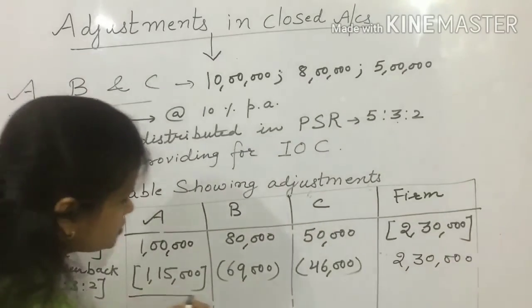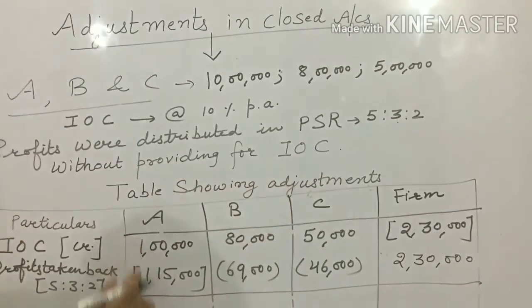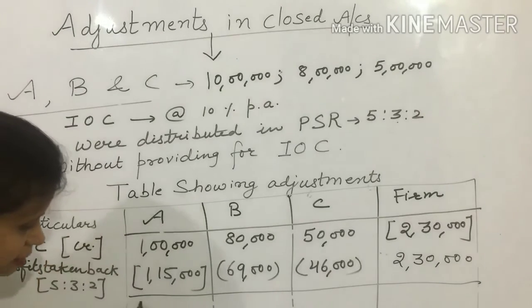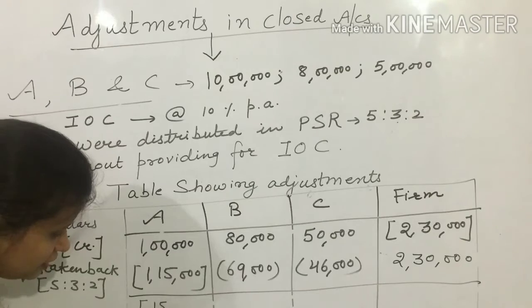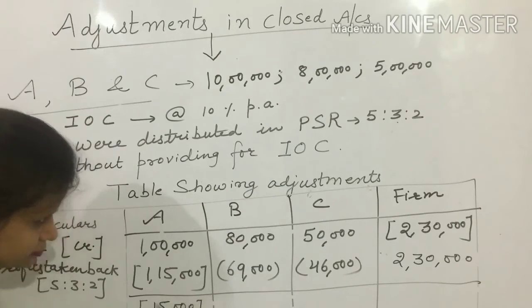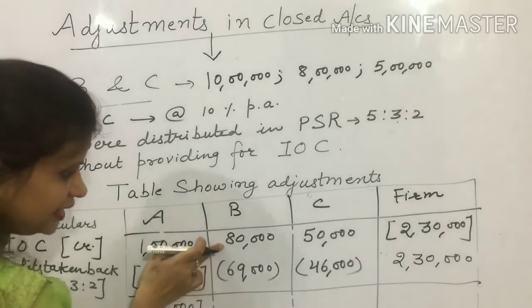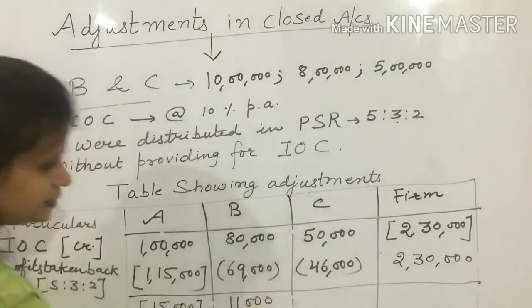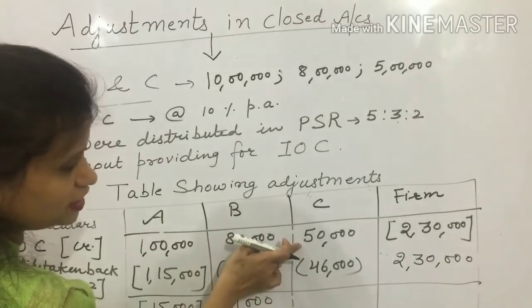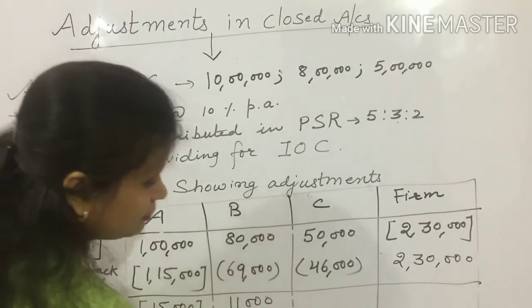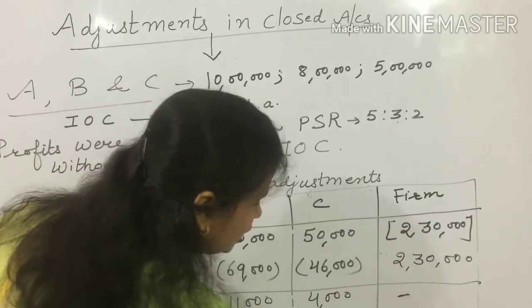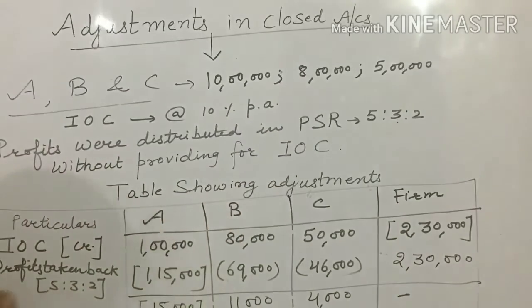Now the net results. Debit 1,15,000 and credit 1 lakh, that means a net debit of 15,000. Here credit 80,000, debit 69,000, so 11,000 credit. And what about C? 50,000 credit, 46,000 debit, that means he will get a total credit of 4,000 and there will be no effect on the firm.